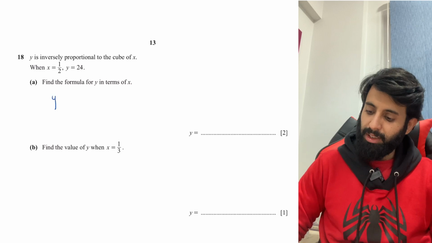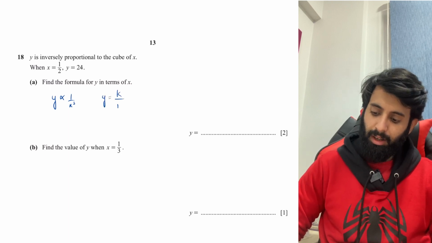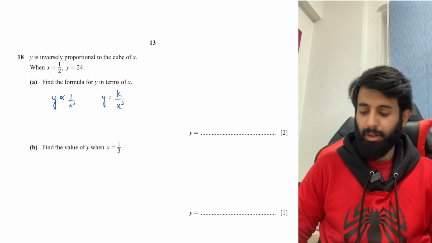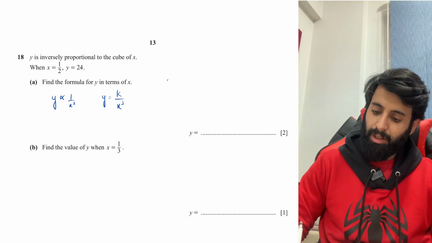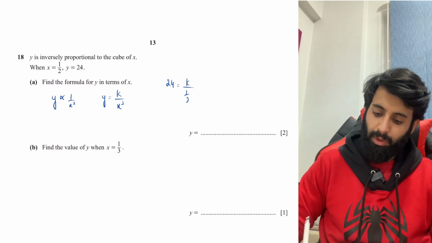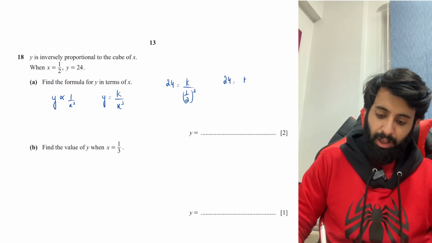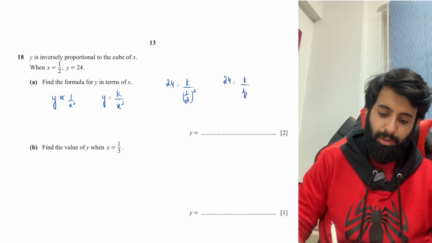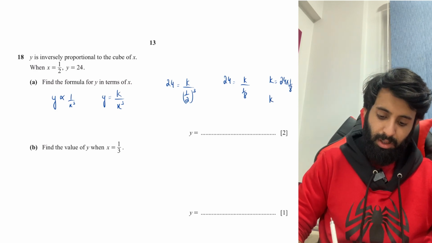Okay, so y is inversely proportional to the cube of x means y is inversely proportional to 1 upon x cubed, and then you write this nicely where you write k and x cubed in the denominator, just like we did previously. Then you need a set of values for x and y to find out the value of k. So we have 24, which is equal to k upon 2 cubed. So 2 cubed is 8, so k is equal to 24 times 1 upon 8, which means k is equal to 3.